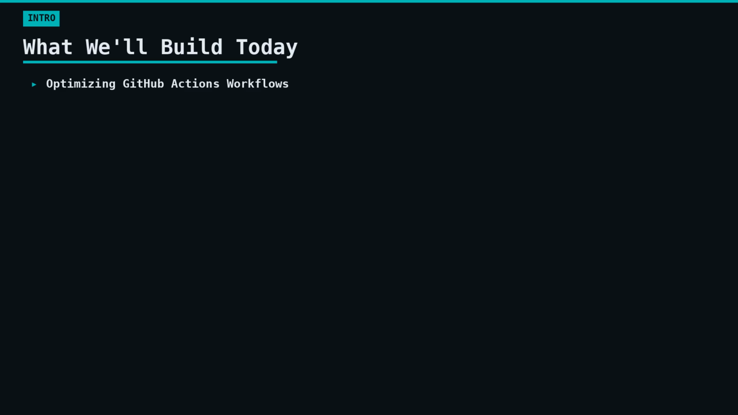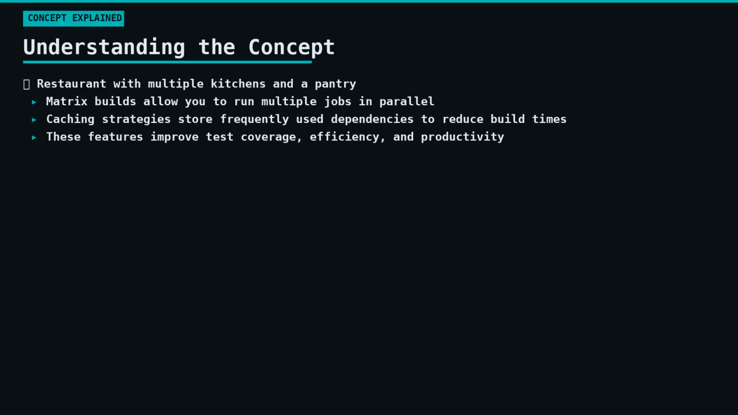By the end of this video, you'll understand how to apply these concepts to your own projects. A matrix build in GitHub Actions is like a restaurant with multiple kitchens, each preparing a different dish. Just as the restaurant assigns orders to the most suitable kitchen, a matrix build allows you to run multiple jobs in parallel, each with its own set of inputs.